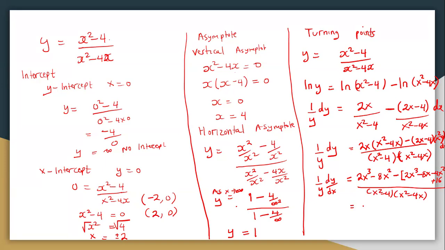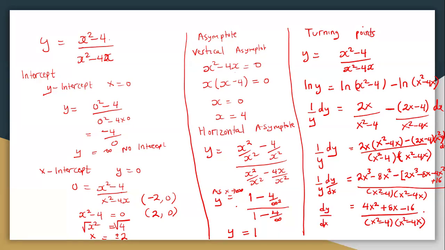So from there, the 2x cubed is going to cancel. Then this is negative 8 plus 4x squared, which is 4x squared. Then plus 8x, then minus 16, out of x squared minus 4, then into x squared minus 4x.